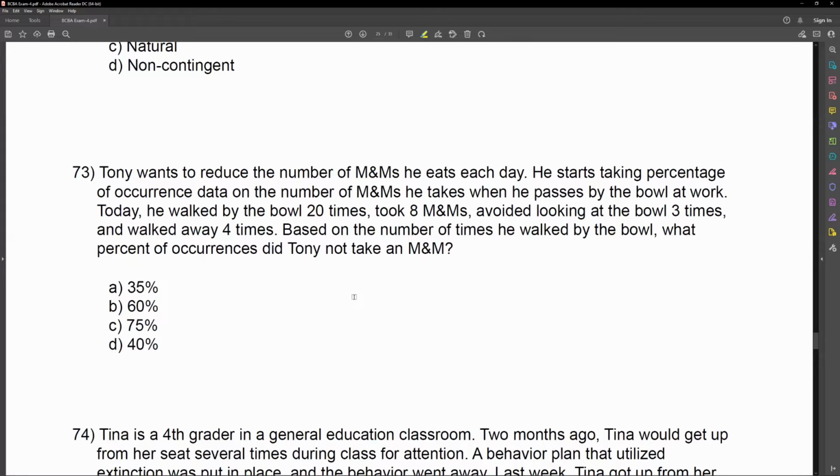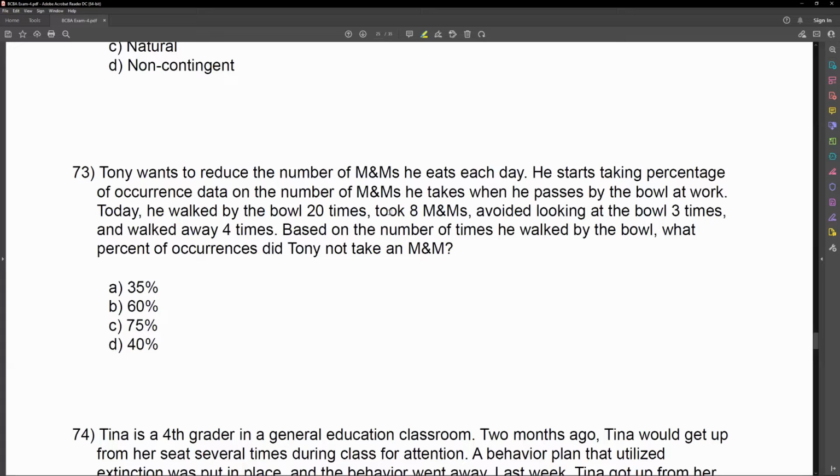Okay, a lot going on in this question. Don't get bogged down or confused by details. Understand what the question is asking and answer just that question. The question wants to know what percent of occurrences Tony did not take an M&M, based on the number of times he walked by the bowl. So start there. He walked by the bowl 20 times. So we now have our first number. How many times did Tony not take an M&M? The percent of occurrences, there were 20 occurrences. So what percent of 20 did Tony not take an M&M?